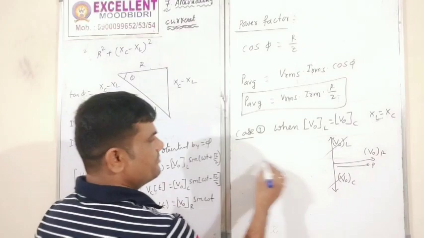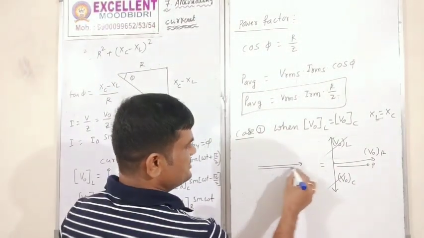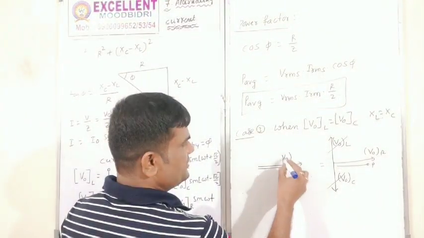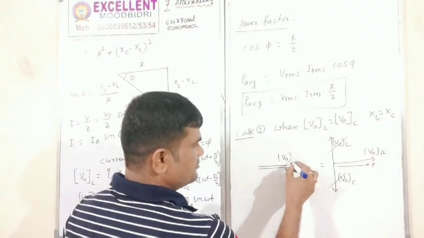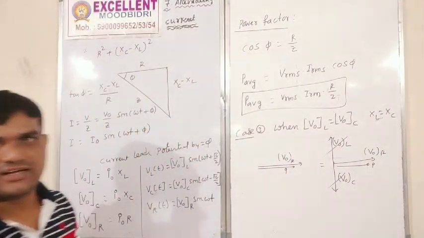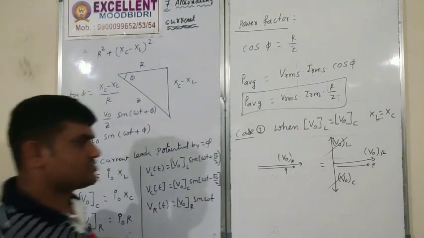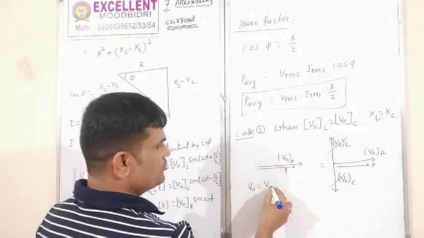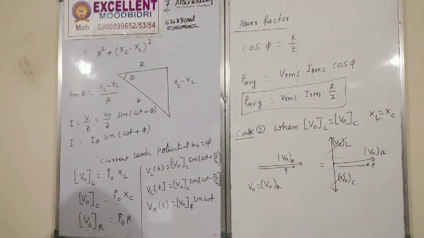Therefore, the phasor diagram becomes like that. This is the I. This is V naught suffix R, not into. Sorry, V naught suffix R. Correct? Therefore, the resultant is equal to V naught suffix R.